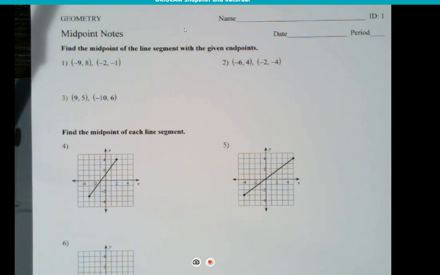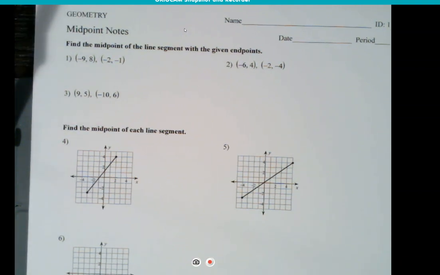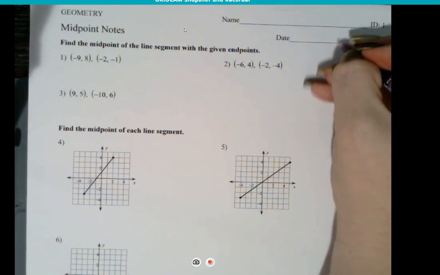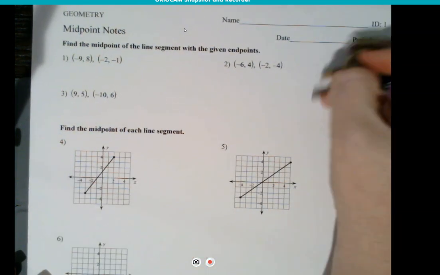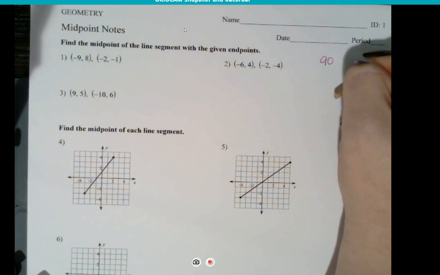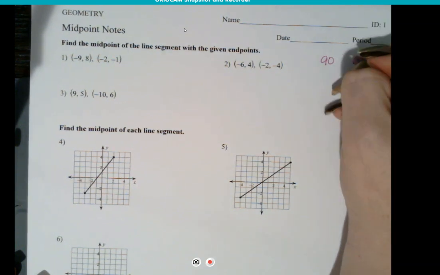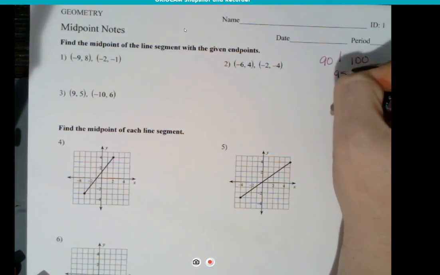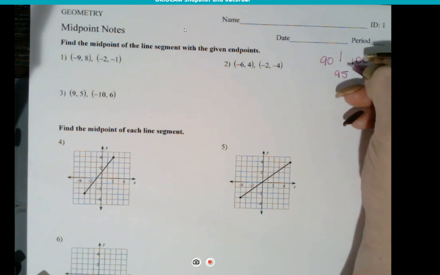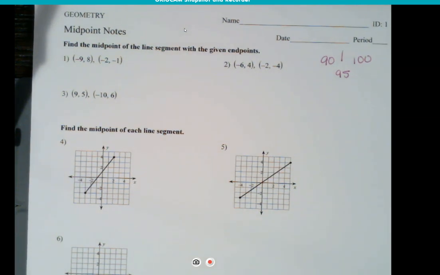All right, so I'm going to take a minute and do some notes over midpoint. Midpoint is the middle of a line. If you had two test grades, because we've got 2 points here, 90 and 100, what would be the middle of those grades? The middle here would be 95 because it's 5 from 90 and 5 down from 100. That's what we're trying to find here, the middle of this line segment.